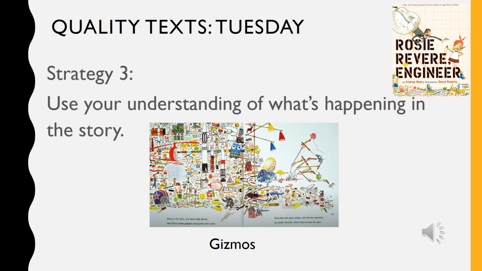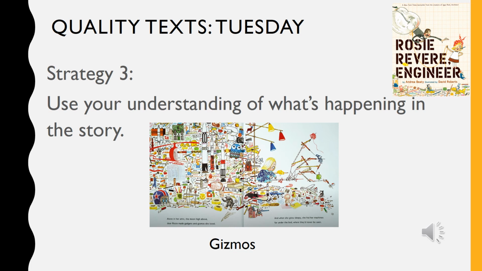So what do we think a gizmo could be? If you have a look at the picture, there are lots of different things she's created. So I think you can kind of gather that a gizmo is something that she's created, and they're talking about her making something. So we know that a gizmo is something she's made. So let's have a look at the picture again. When we speak about a gizmo, it's when you make something and you don't remember its name.